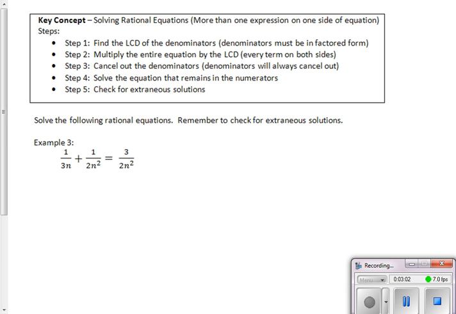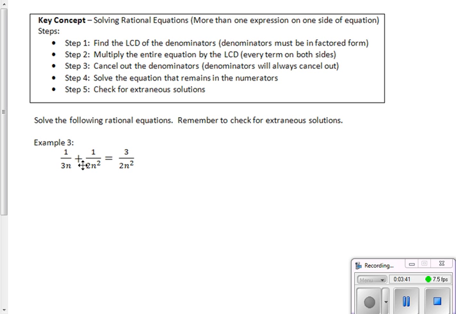Example 3 will pose a little bit more of a challenge just because we're not in proportion here. We have an addition piece happening on that side, so we have some steps that we need to take to solve this equation. Step 1 is find the least common denominator for example 3. Step 2, multiply the entire equation by the LCD, so make sure you do it to both sides. Step 3, cancel out the denominators, so simplify. And step 4 would be solve the equation that remains in the numerators, and then check for extraneous solutions.